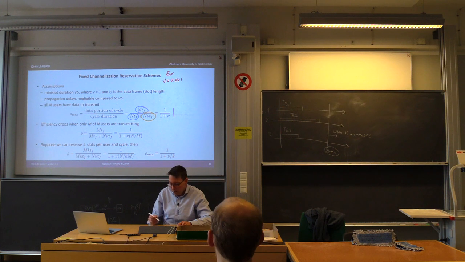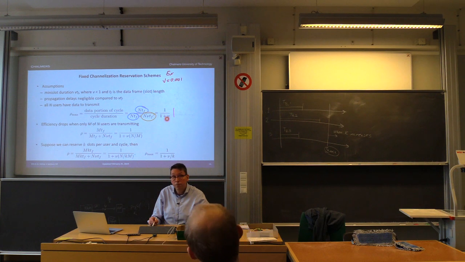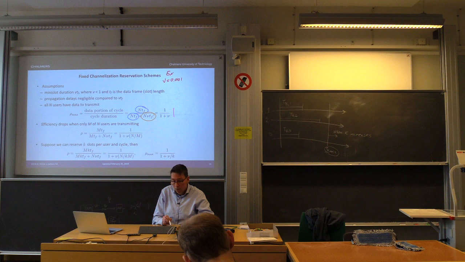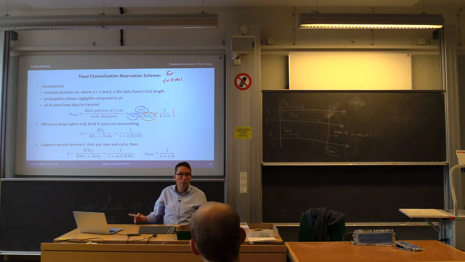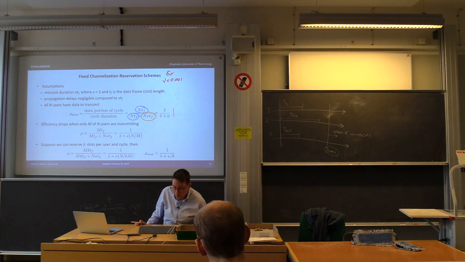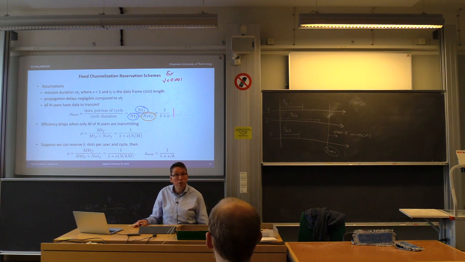Okay. And here we see that in this example, when nu is very small, we get a number very, very close to 1, which is the best we can ever hope for. Rho max can never exceed 1. So in such a situation with a very small nu, when all users are actually using the channel and the propagation delays are negligible compared to the mini-slot time, this is a very good scheme. If it's not like that, maybe the scheme is not great.